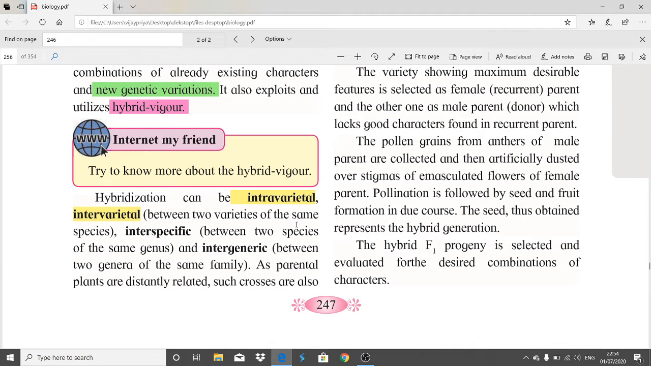Here we are talking about the same species. What is same between these two? That college is the species, and two varieties are two different colleges. So that is the difference between intravarietal and intervarietal.